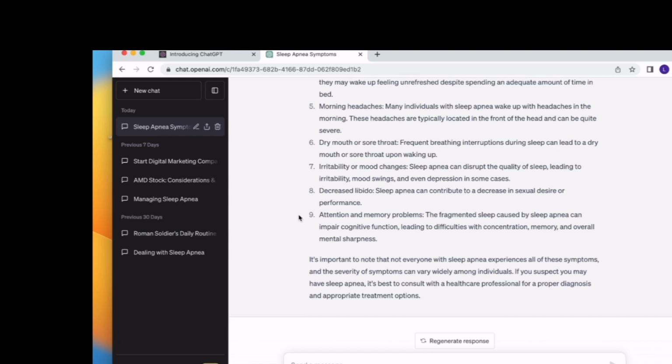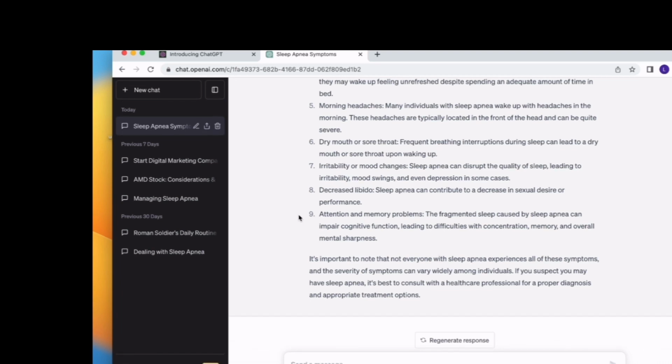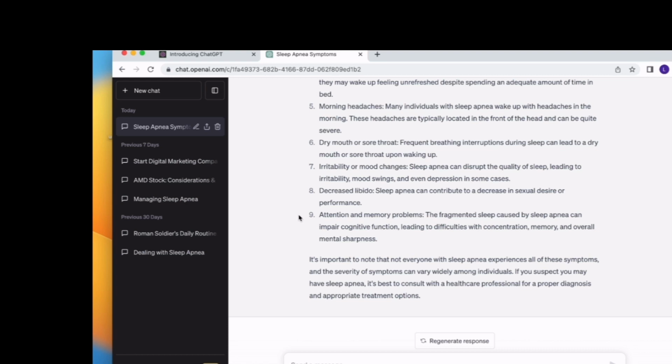Number 8, decreased libido. Sleep apnea can contribute to a decrease in sexual desire or performance. Anyway, so number 9, attention and memory problems. The fragmented sleep caused by sleep apnea can impair cognitive function, leading to difficulties with concentration, memory, and overall mental sharpness.